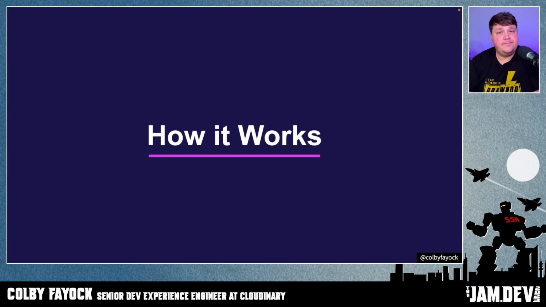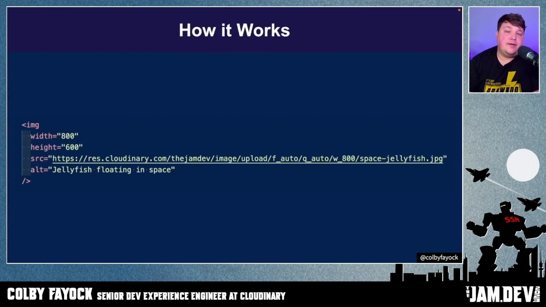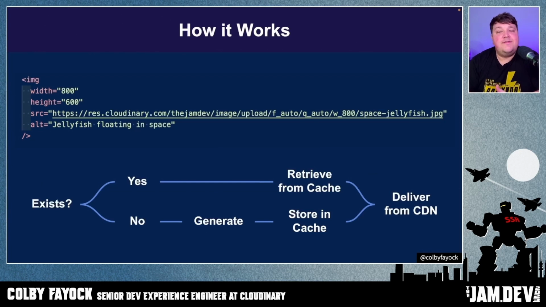So how does all this work? Expanding on our example here, surprise, I'm using Cloudinary for all of this. But when we serve the image on this page, it may or may not actually exist yet. So first, Cloudinary checks to see if the image exists. If it does exist, Cloudinary retrieves that from cache. We don't have to wait for any processing. It gets served fast from the CDN.